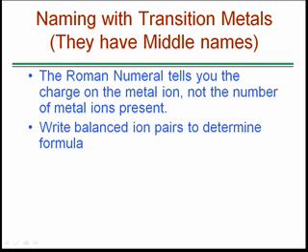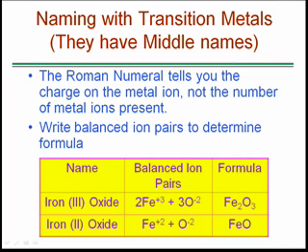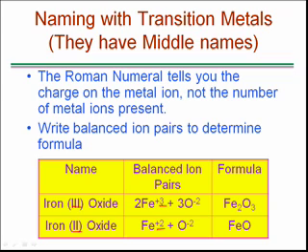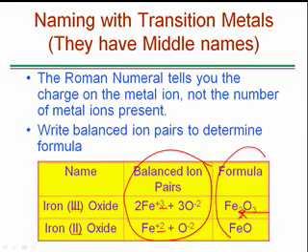Just like before, you write the balanced ion pairs to determine the formula, and here are 2 examples. Okay, so iron 3 oxide, notice the 3 becomes the charge, and notice the 2 here becomes the charge, not the numbers. If that were true, this would be a little 3 right here. So this 3 does not exist. All right, so don't get in that habit of doing that. That means it's the charge, and you need to do the balanced ion pairs in order to figure out the formula.